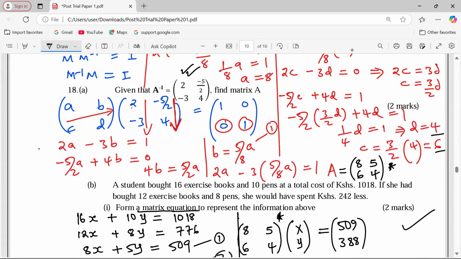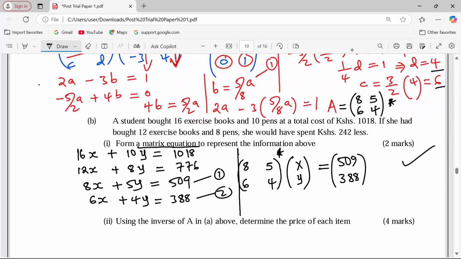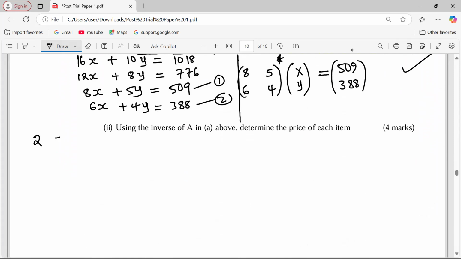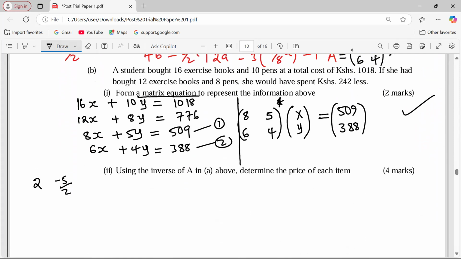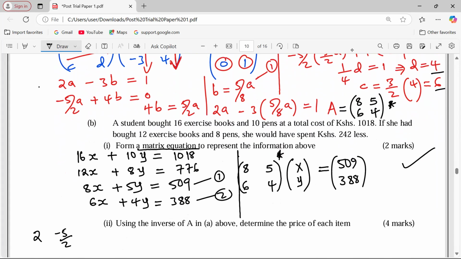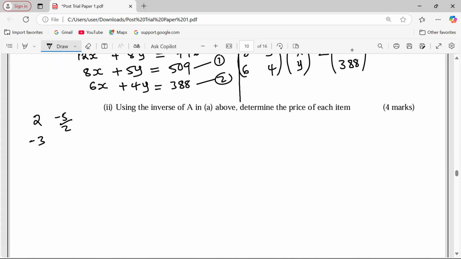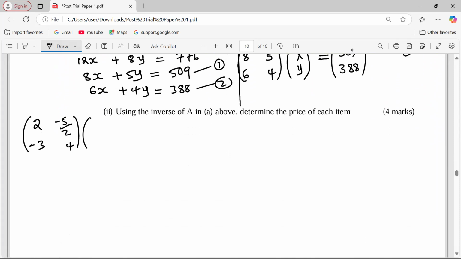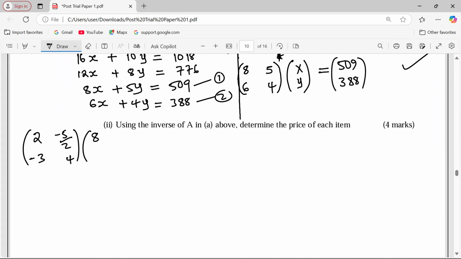So the inverse of the coefficients matrix is already known. It is here. So 2, negative 5 over 2, negative 3 and 4. We have to pre-multiply both sides. Therefore, we multiply by 8, 5, 6, 4 times x, y. This is equal to, we bring the inverse again, the inverse here again.